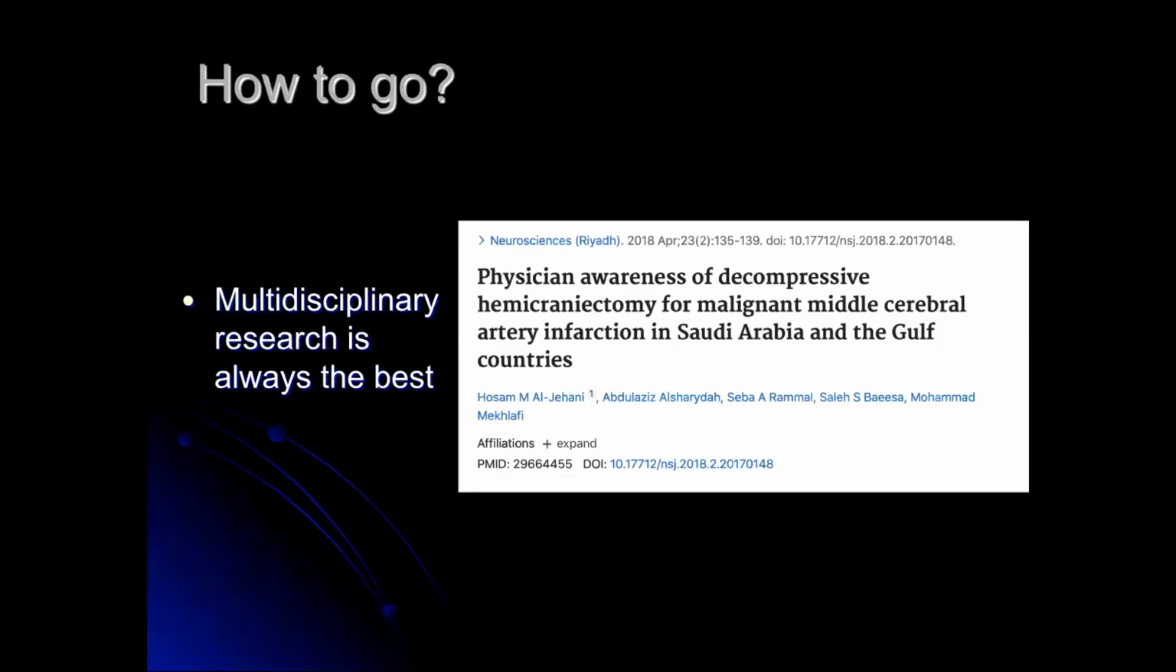Another factor that will improve the research potential in our country is multidisciplinary research. This paper actually has a neurosurgeon, a radiologist, a neurologist, and one of the names there turned out to be a physiotherapist, grew to be a physiotherapist. So this is something that will bring people together, because multidisciplinary research is always the best, because it will serve from different perspectives, and it will serve a larger group of patients.